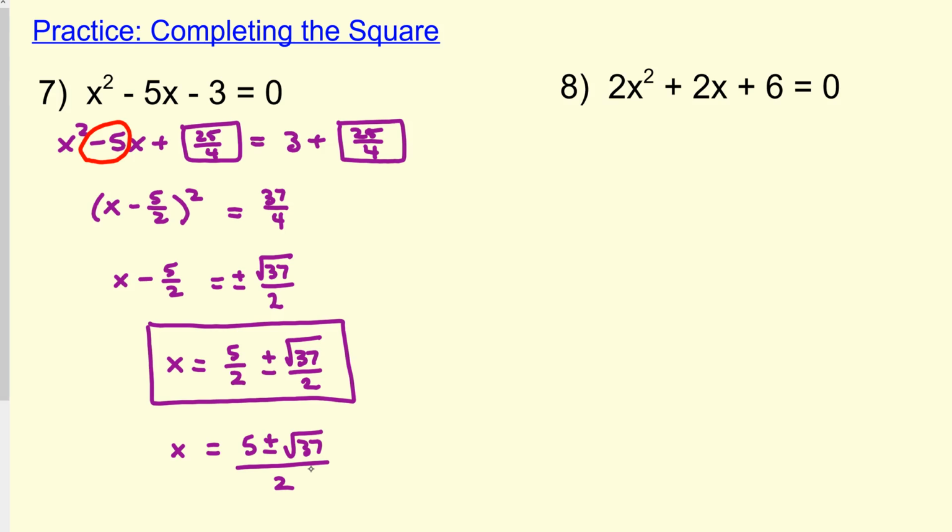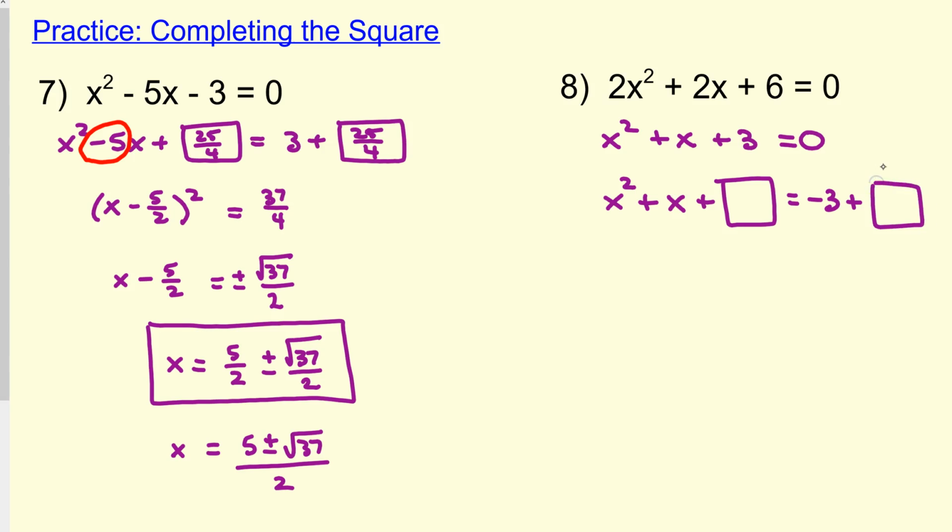Notice that number 8 is divisible by 2, so let's do that. x squared plus x plus 3 equals 0. I'm going to subtract 3 from both sides just to get it out of the way, and I'm going to leave that space for the number that completes the square. Now to figure out what completes the square, in front of the x we have an invisible 1. So we take half of that number and square it. So half of 1 is 1/2. Square it, we get 1/4. So 1/4 is the number we add to complete the square.